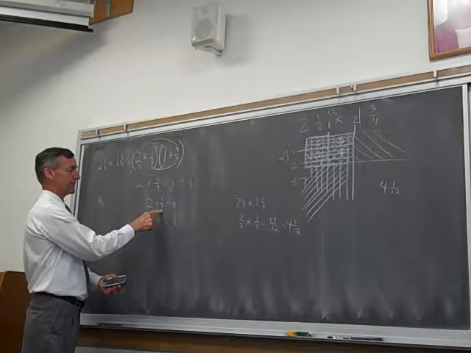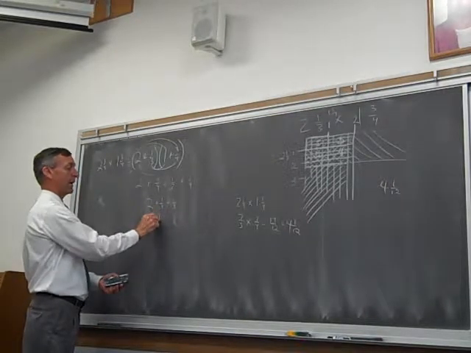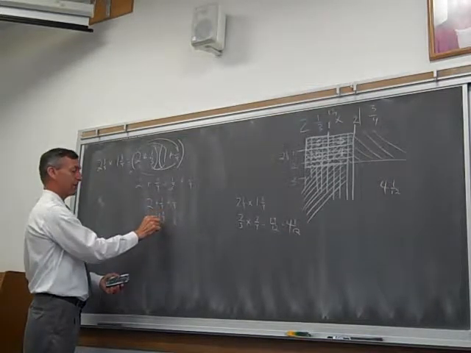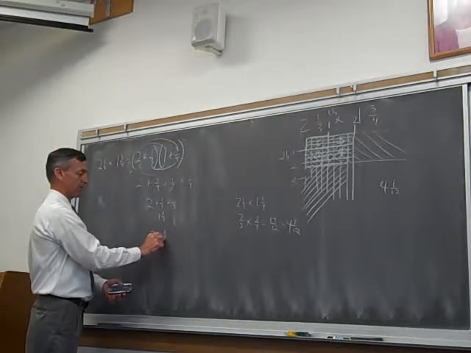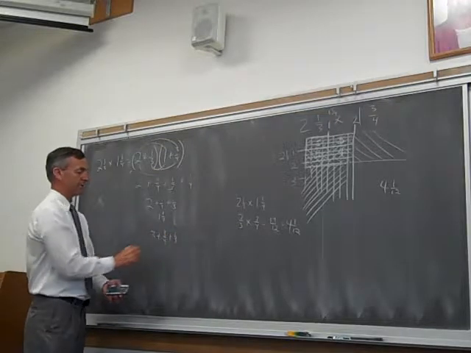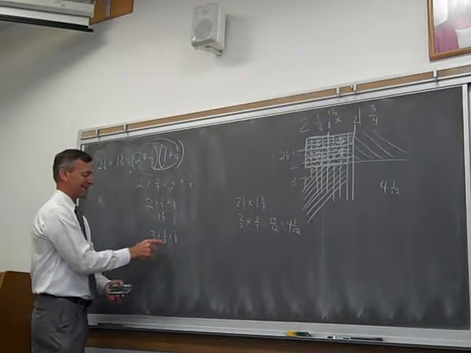But 7/4 is 1 3/4, and that 1 will go with the 2. Now I've got 3 plus 3/4 plus 1/3. Is everybody with me? And what's this?